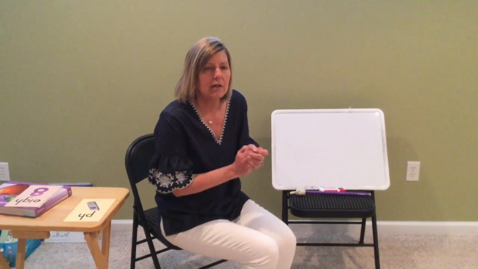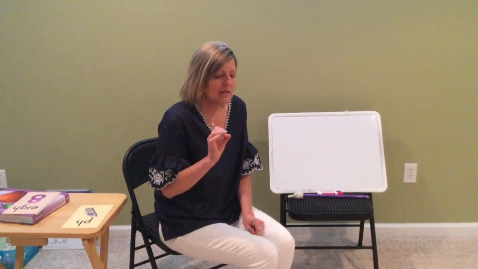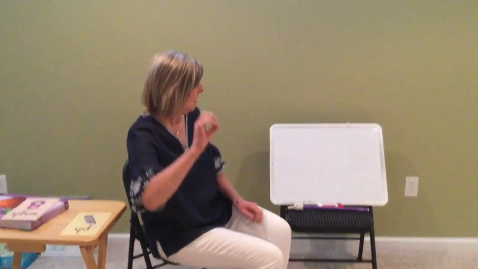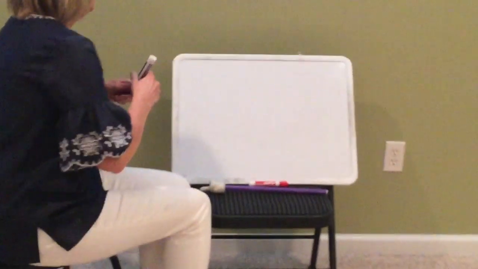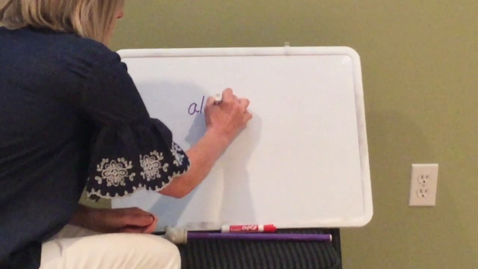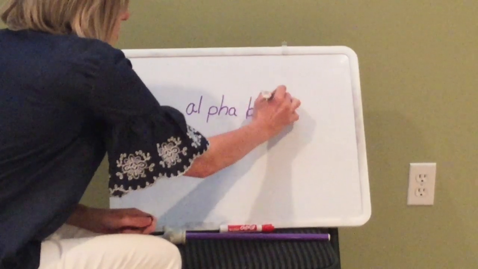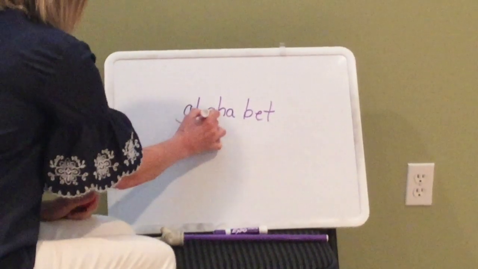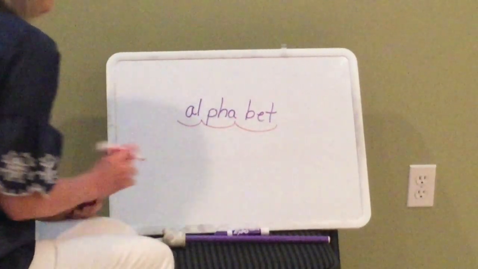Our first word is alphabet. We have alphabet. Okay, we have three syllables. The first syllable is al. The second syllable, we're going to have a schwa there, and the last syllable is bet. Let's write it on our board. We have alphabet. Okay, let's mark it up. We have three syllables, so we have al-pha-bet.